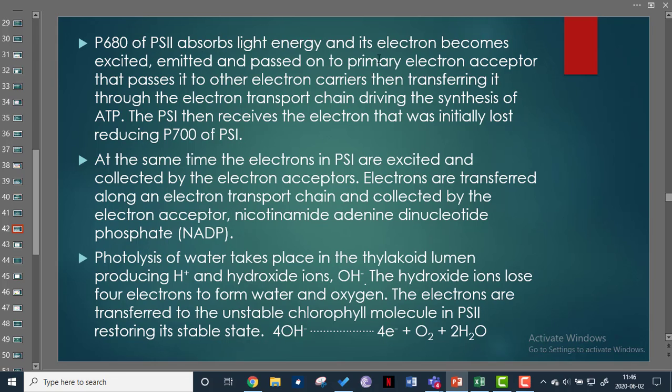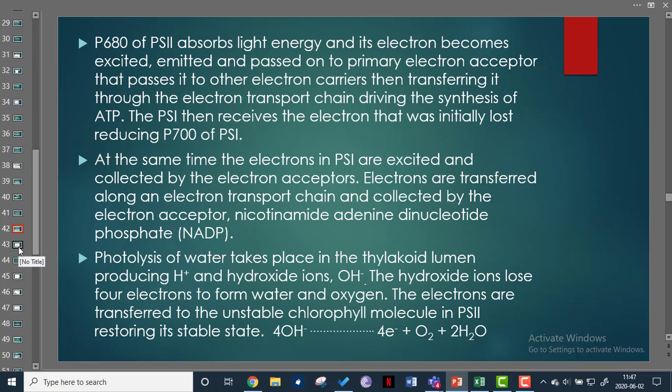Emitted and passed on to the primary electron acceptor, which passes it to other electron carriers, then transferring it through the electron transport chain, driving the synthesis of ATP. The photosystem 1 then receives the electron that was initially lost, reducing P700 of photosystem 1. That is the same thing that I was talking about here.